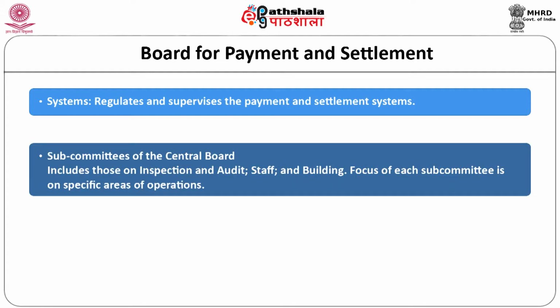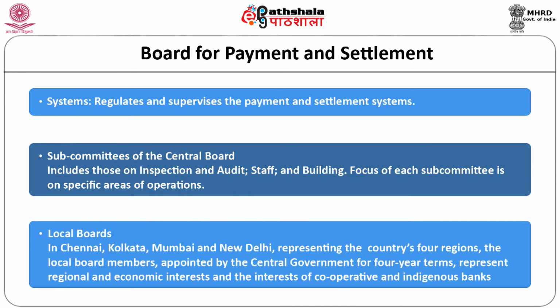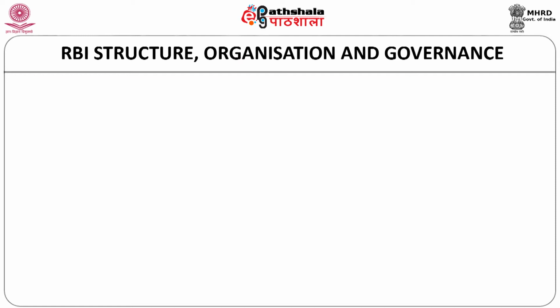Subcommittees of the Central Board include those on inspection and audit, staff and building. The focus of each subcommittee is on a specific area of operation. Local boards are in Chennai, Kolkata, Mumbai and New Delhi. These are 4 local boards representing the country's 4 regions. Local board members are appointed by the Central Government for 4-year terms and represent regional and economic interests and the interests of cooperative and indigenous banks.